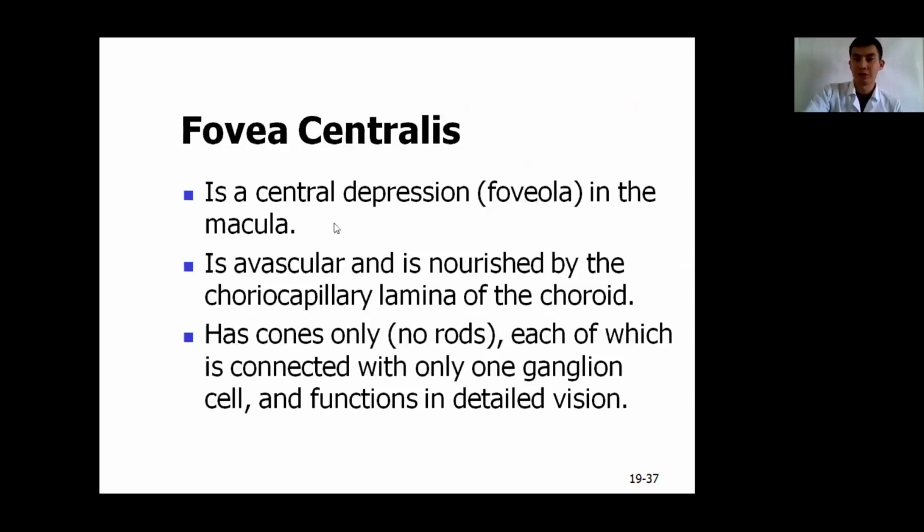So again, the fovea centralis is a central depression, or foveola, in the macula lutea. It is avascular and is nourished by the choroidocapillary lamina of the choroid, and has only cones and no rods, each of which is connected with only one ganglion cell and functions in distinct vision.